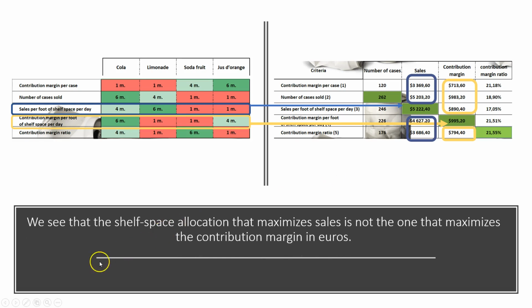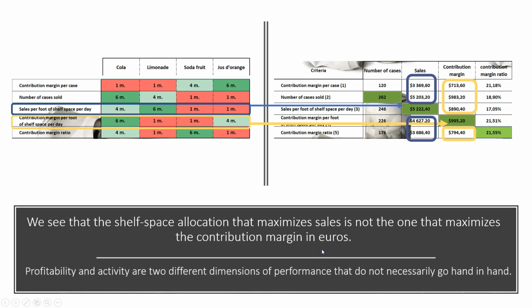So we do see again that the shelf space allocation that maximizes sales is not the one that maximizes the contribution margin in euros. And we get this insight that profitability and activity are two different dimensions of performance, and that they don't necessarily go hand in hand.